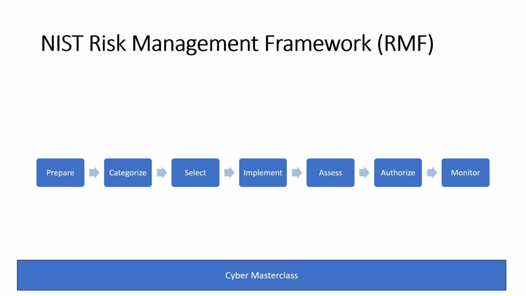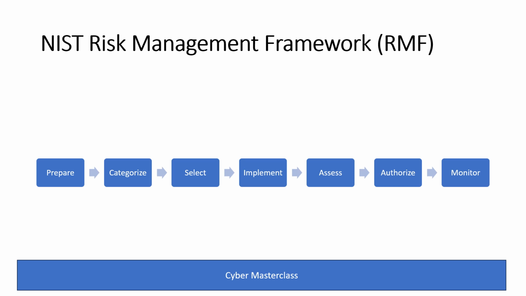The risk management framework consists of 7 steps. You need to understand all these steps in order to pass the exam. The first step is called the prepare step. The purpose of the prepare step is to carry out essential activities at the organization and information systems level to help prepare the organization to manage its security and privacy risk using the risk management framework. The prepare step takes place at 2 levels, the organization level and the system level.